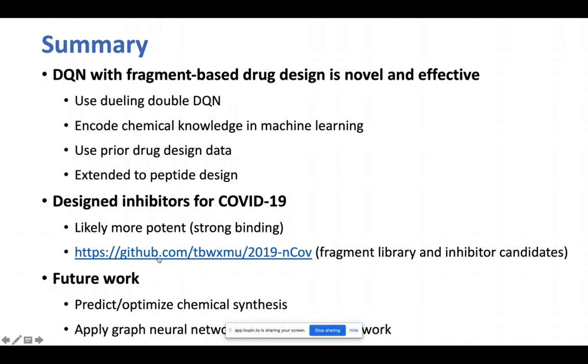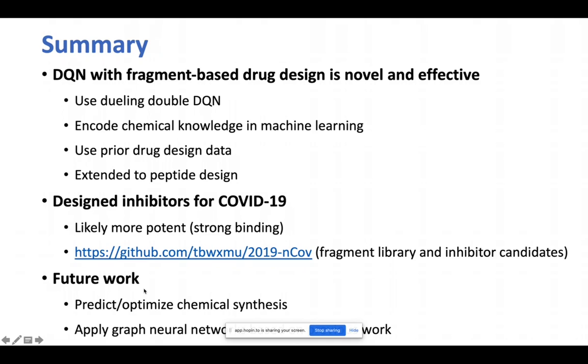We actually provided all these candidates at this website, and also we provide a fragment library, so people can use these candidates to do experimental validation or use these fragments to design their own inhibitors.